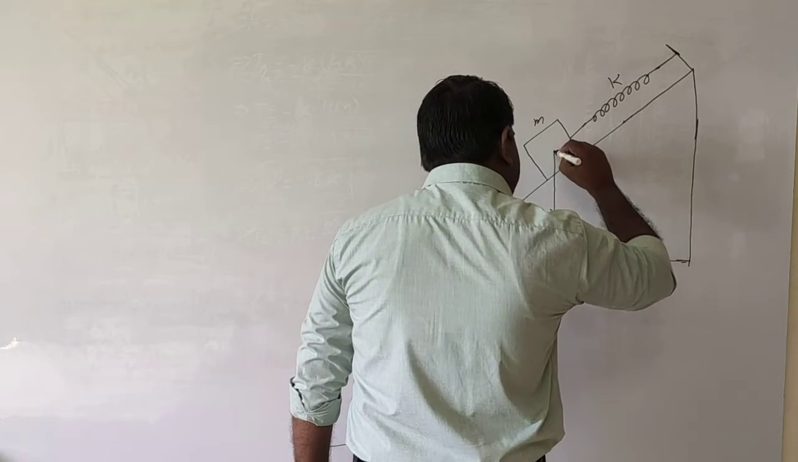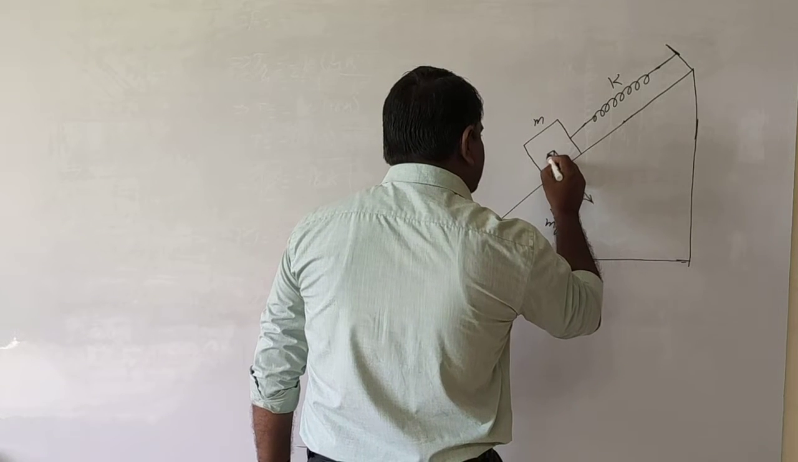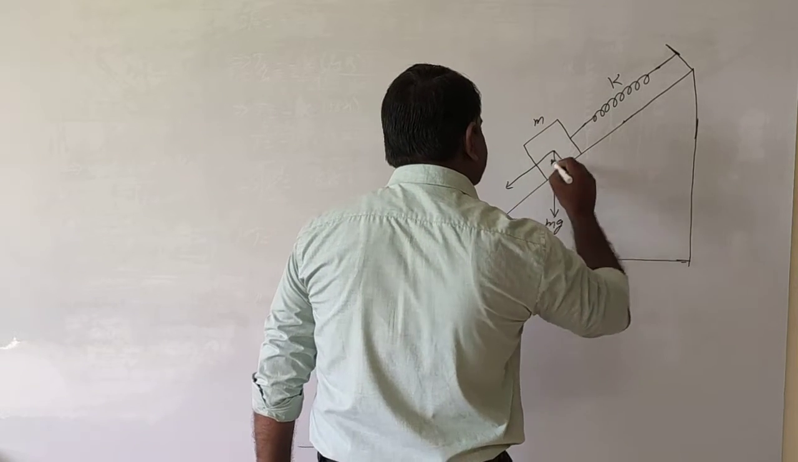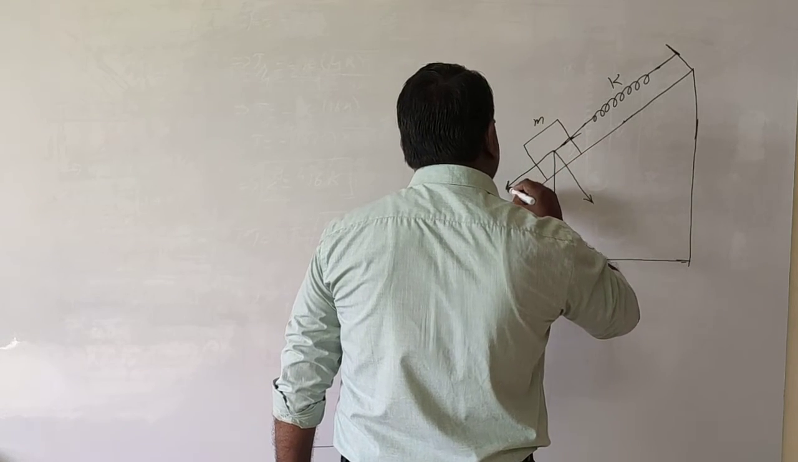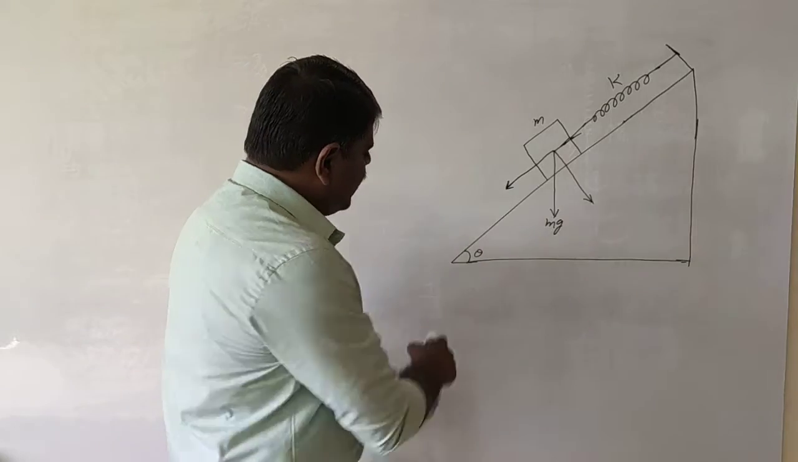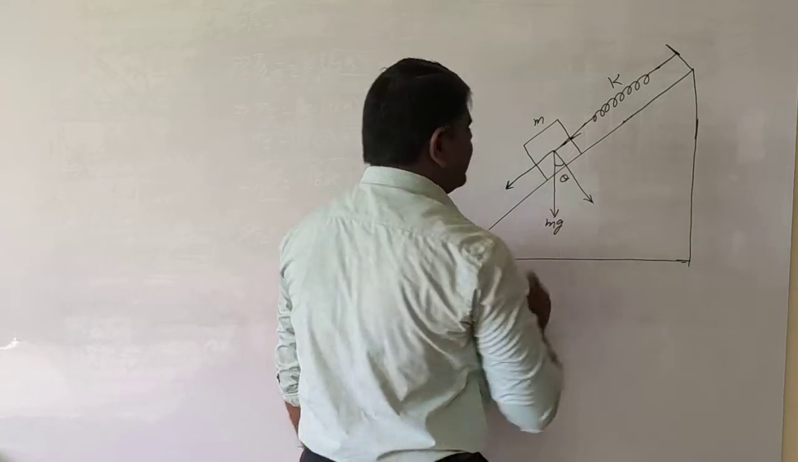One component is perpendicular to the plane, in this direction, and the other is parallel to the inclined plane, in this direction, and it will be traveling along it. Okay, to resolve into two rectangular components. If the angle is theta, definitely this angle is also equal to theta.